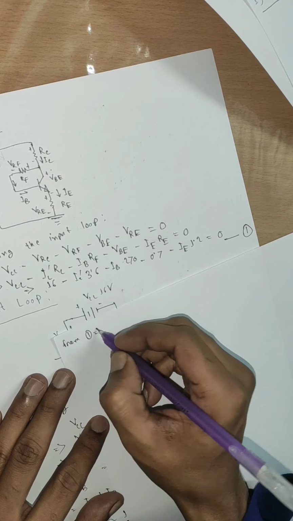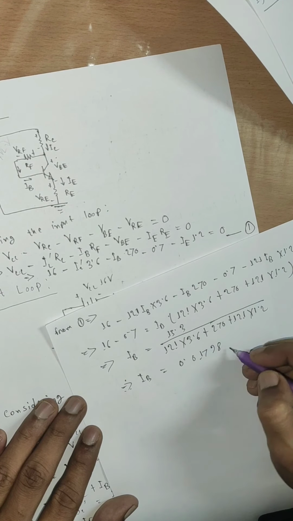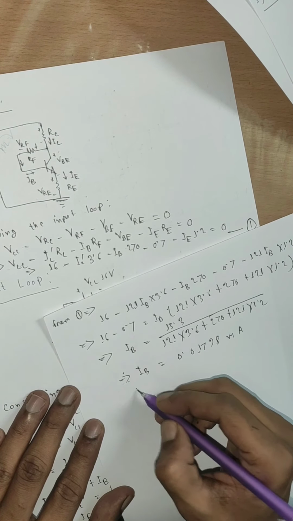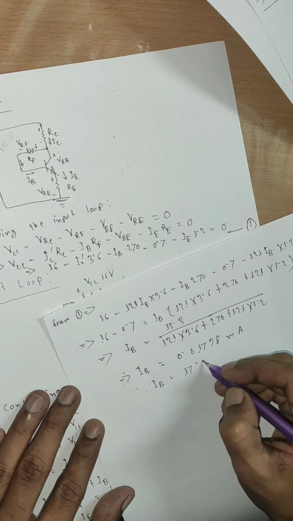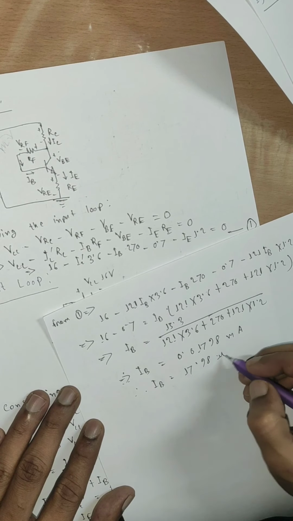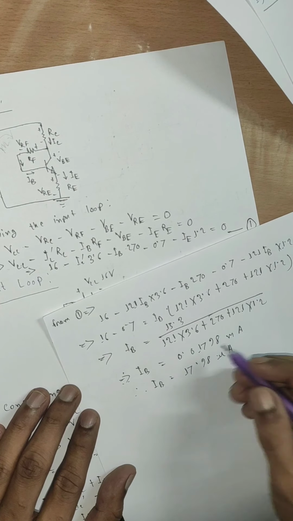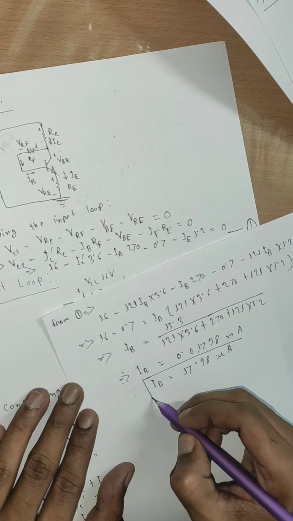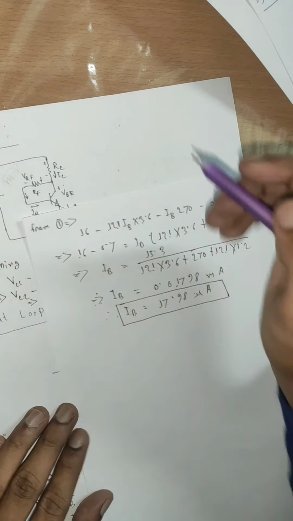So let's use equation 1. From equation 1, IB is 0.01798 milliampere. So we can also write it as IB equal to 17.98 microampere, just multiplying it with 1000. So we found one variable which was asked for.